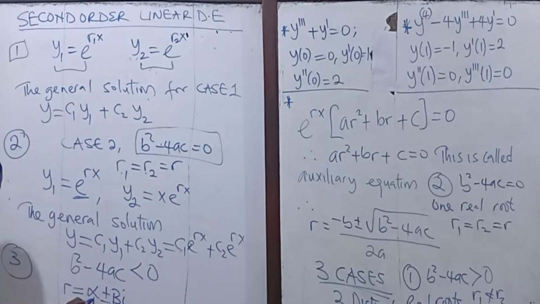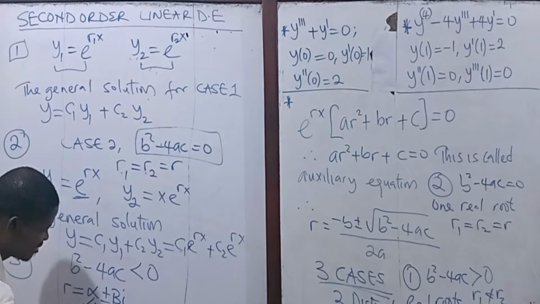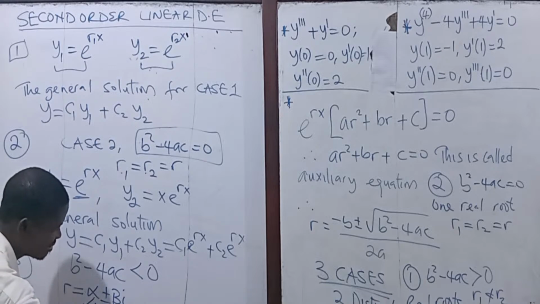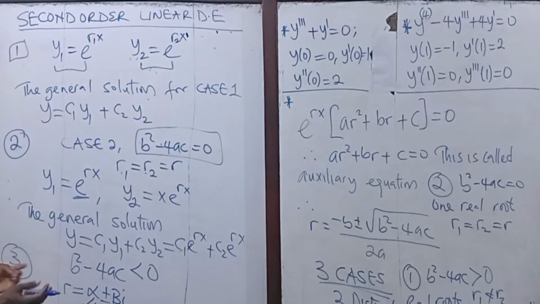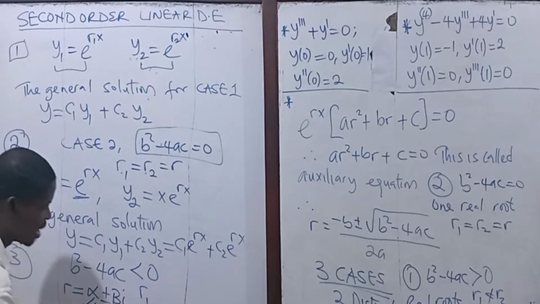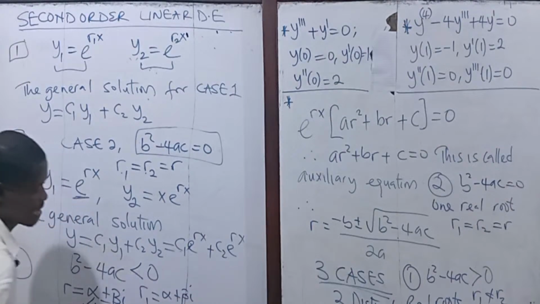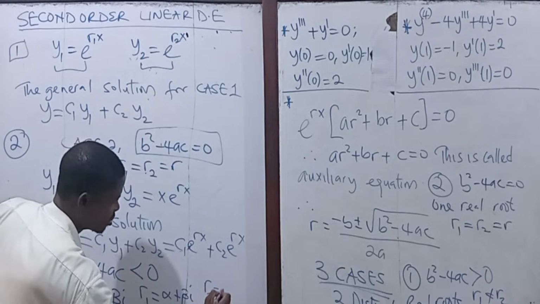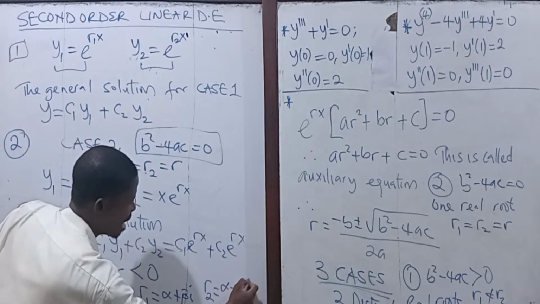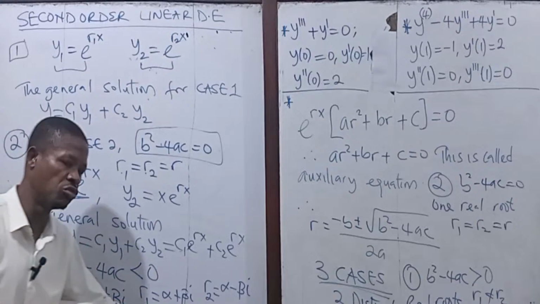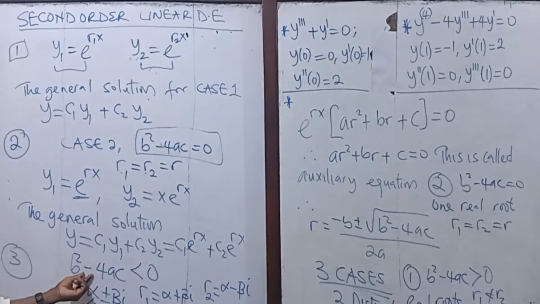You have the real part. This is a complex number. We have the real part, which is the alpha. We have the imaginary part, where you have the i. So we can split this into two. We have R1 equal to alpha plus beta i, and then R2 equal to alpha minus beta i. So these are the two roots for the case of b squared minus 4ac less than 0.